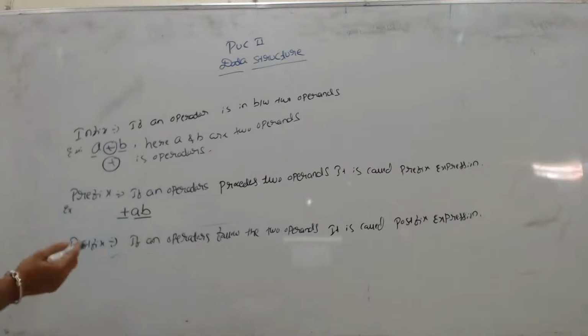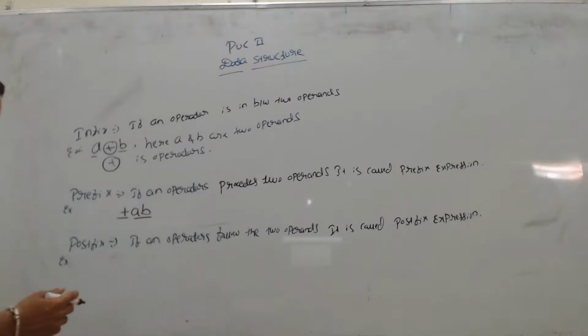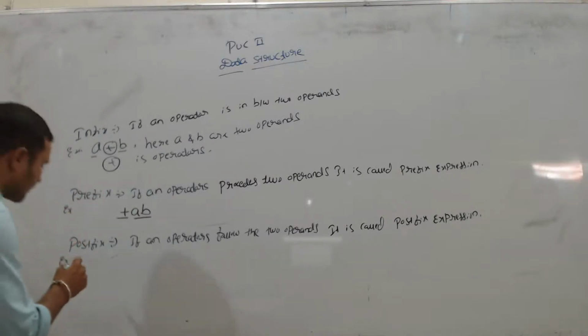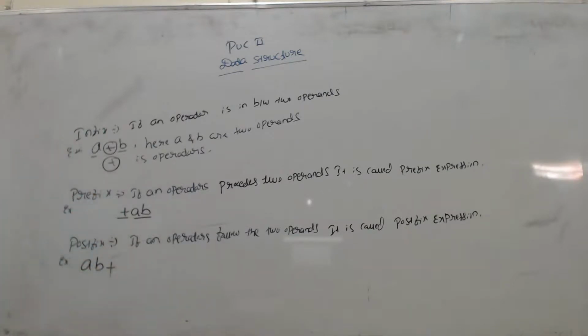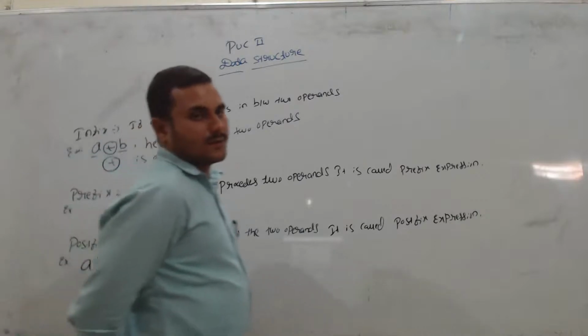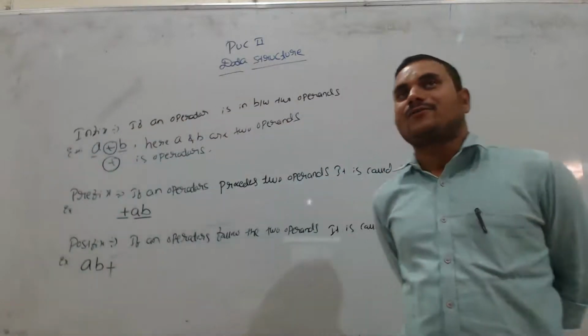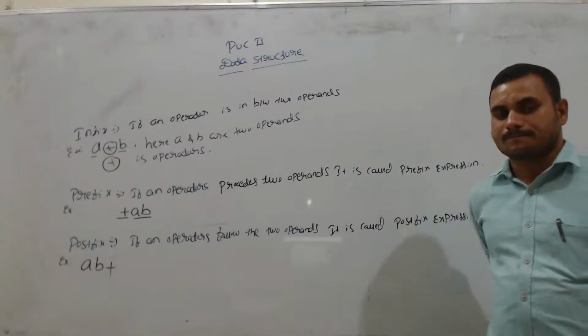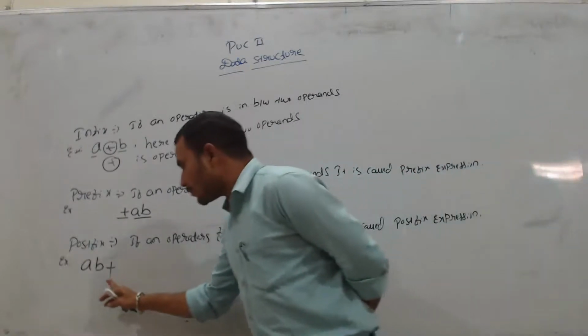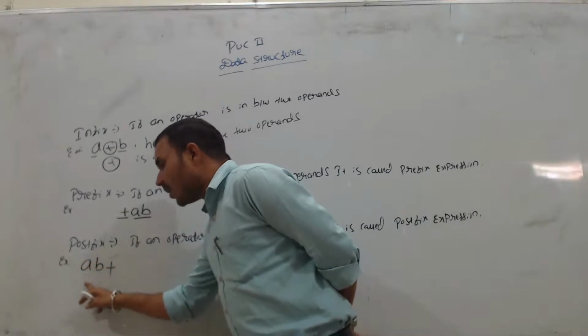Postfix: if an operator follows the two operands, it is called postfix. Post means what? We have to follow the operands. That is A, B, plus. Postfix. So we have to post the operators after the operands. Right? We have to post these operators after the operands.